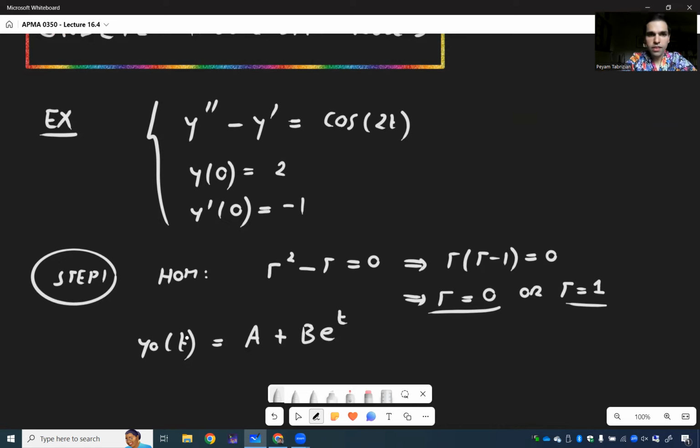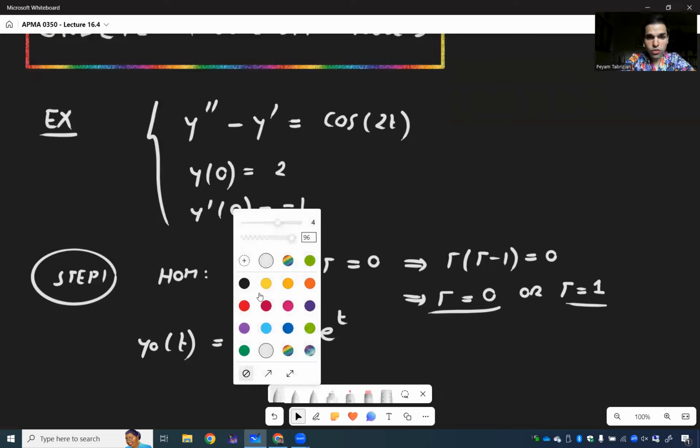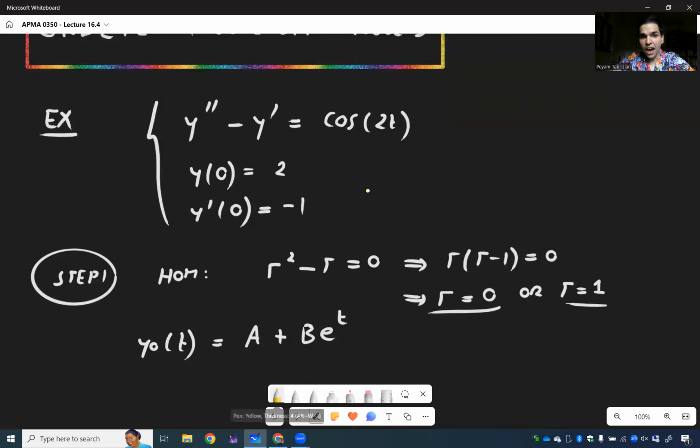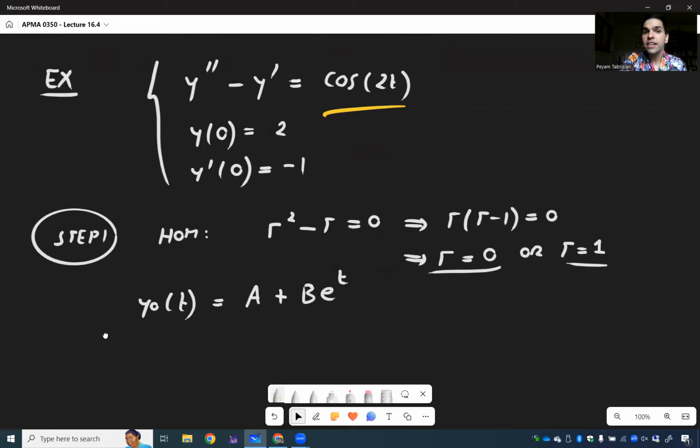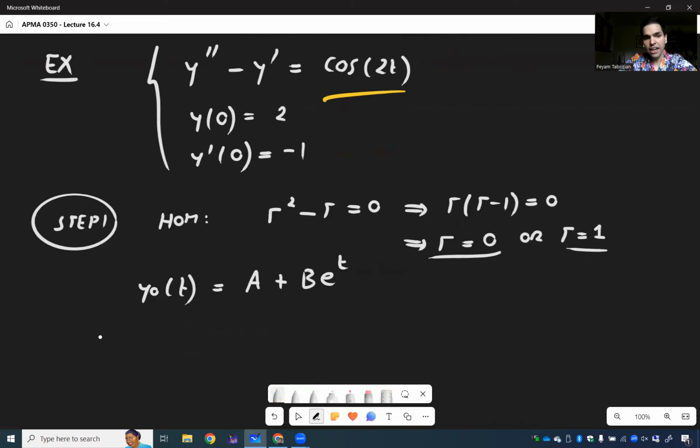Now, for the particular solution, the right-hand side is a cosine, and the only thing to remember is that cosine and sine are inseparable. So whenever you see cosine, you repeat everything with sine and vice versa. So step 2, particular.